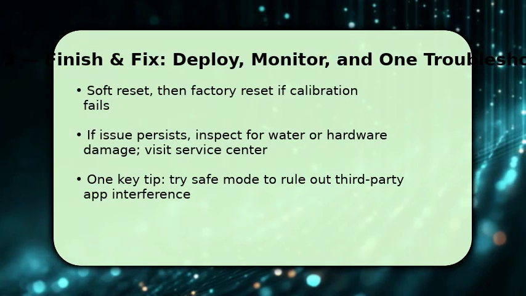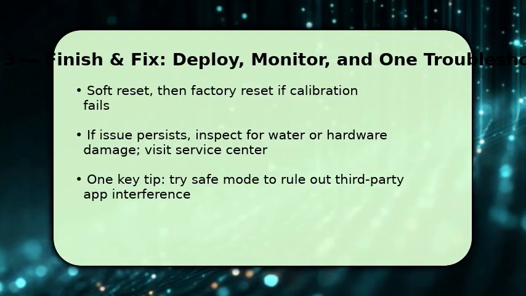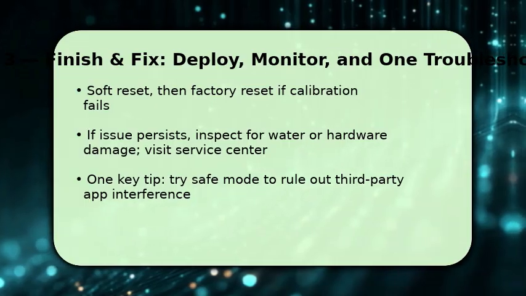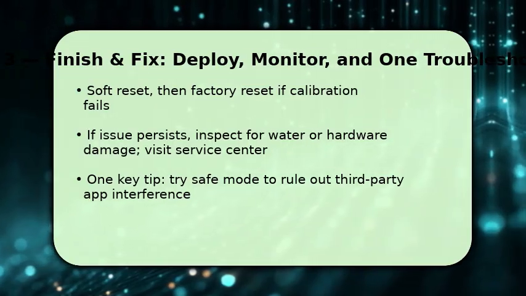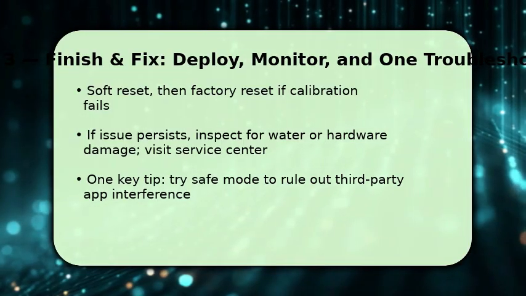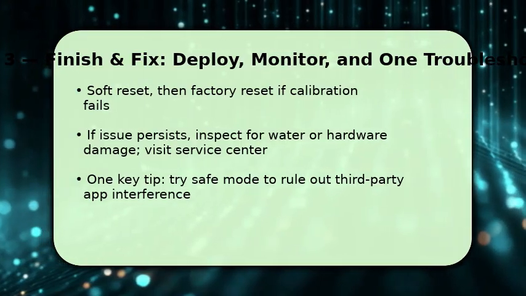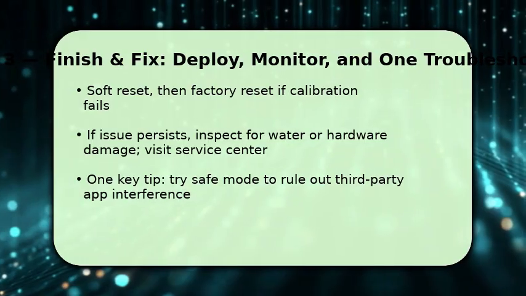Finish with corrective actions. Perform a soft reset first. If issues persist, back up and run a factory reset to remove software faults. If touch problems remain after a reset, inspect for moisture, swelling battery, or visible damage. These require professional repair. Make sure to try Safe Mode to rule out third-party apps before resetting.